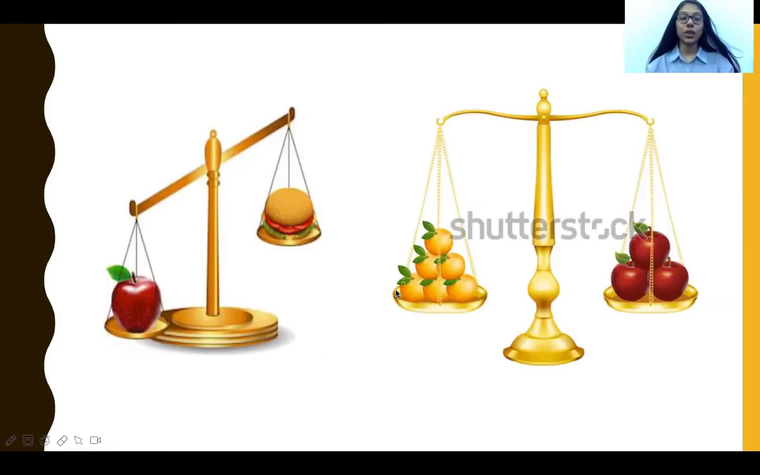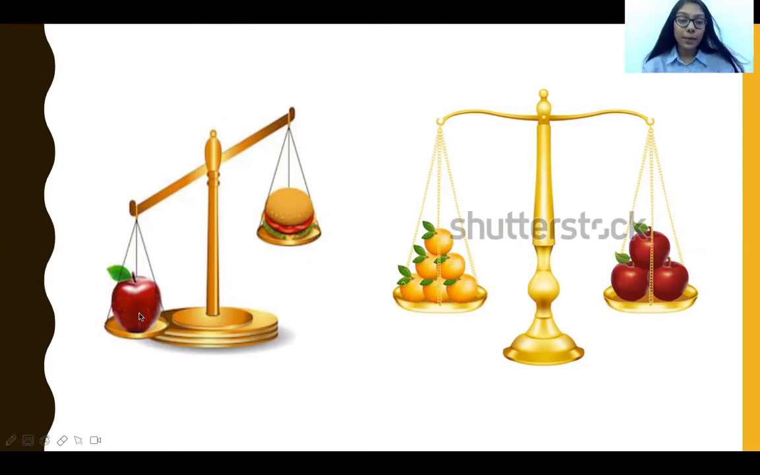Now look at these two images. On one side we have an apple and on the other we have a burger. Now the apple is heavier because it is going down, whereas the burger is light and it is going up. Children, always remember, the heavier thing goes down, whereas the lighter thing moves up.